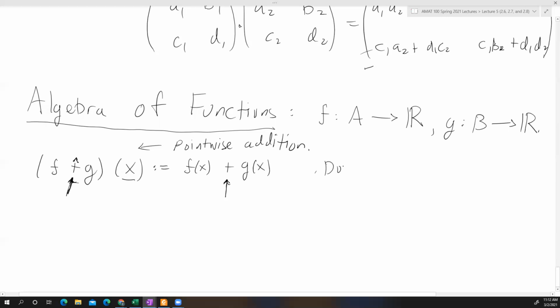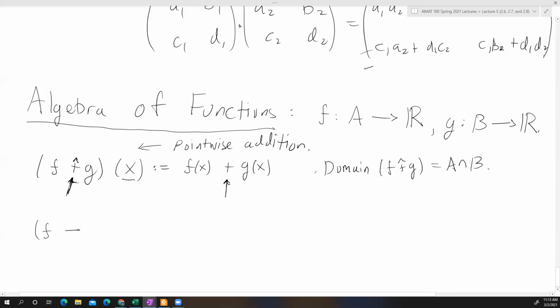So now we also have to specify, since these are functions, the domain. The domain of f plus hat g is the intersection of A and B, because the input value has to be a value that f and g are both defined on. So "and" is the key word here, which means intersection.